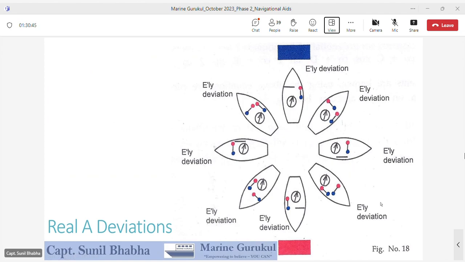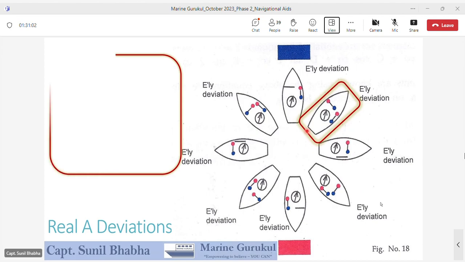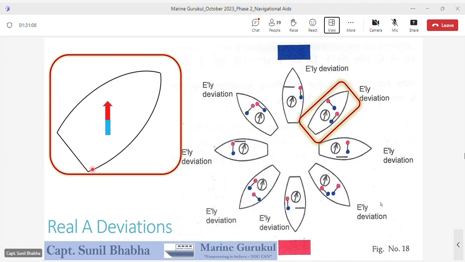Now let's see a third scenario with the ship heading in the northeasterly direction. With the ship heading northeasterly, how does the deviation behave? Let's zoom into this diagram of the ship. On the left side, you see the zoomed in diagram of the ship. We have the compass as usual placed in the center line. Irrespective of the direction in which the ship is heading, the compass needle always points north and south. The north end will be the red end of the compass and the south end will be the blue end.